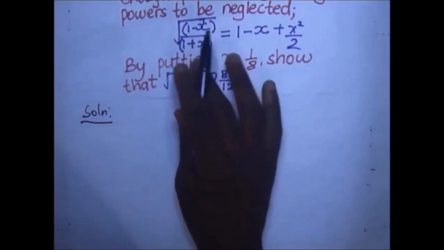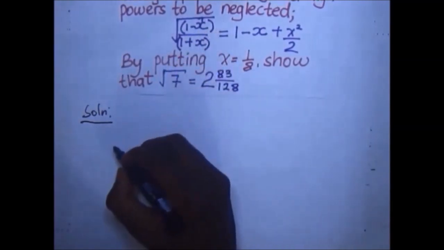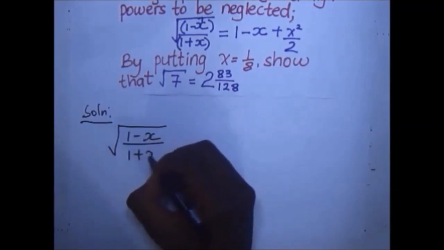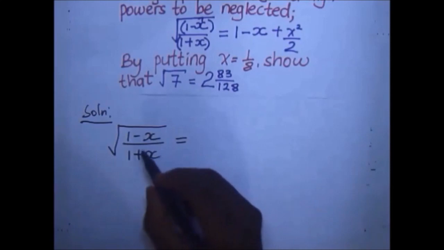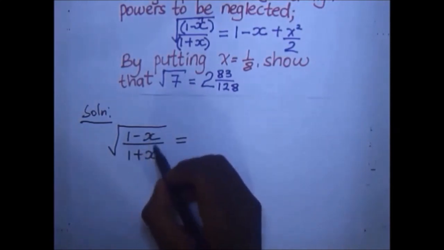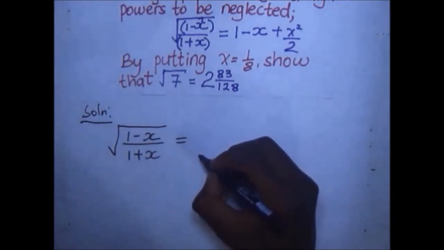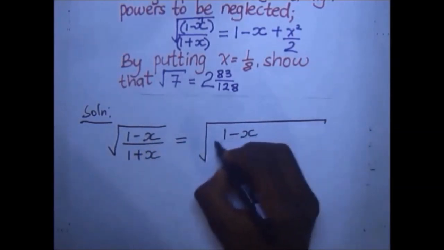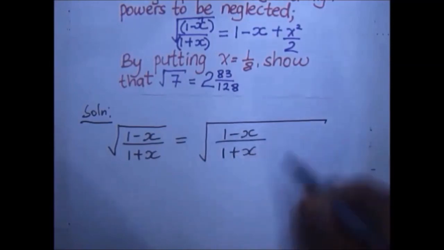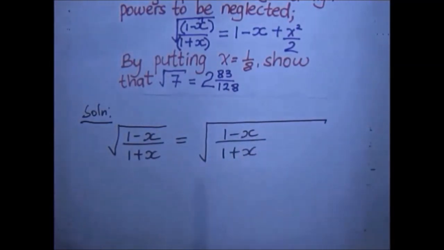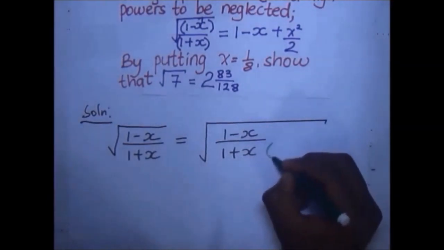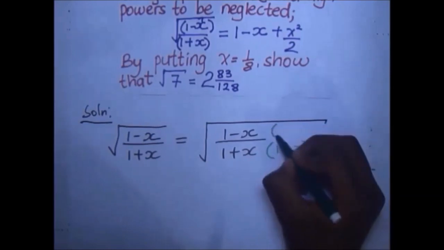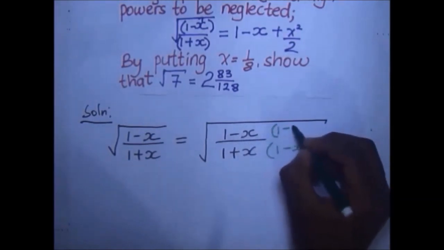Starting with this side, that is the square root of 1 minus x over 1 plus x. We are going to rationalize the denominator and multiply both down and up. So in rationalizing the denominator, it means that here we are going to multiply the denominator by its conjugate, 1 minus x, and we do the same to the numerator. We multiply by the conjugate of this.